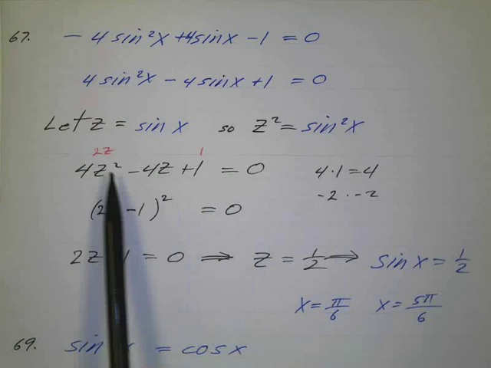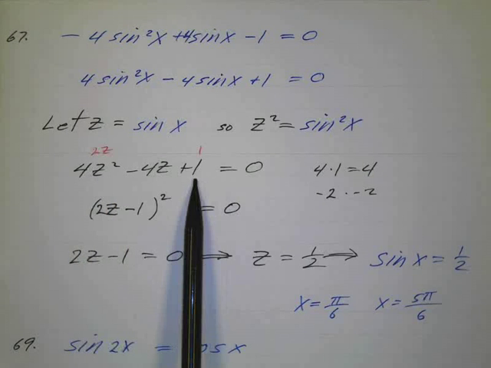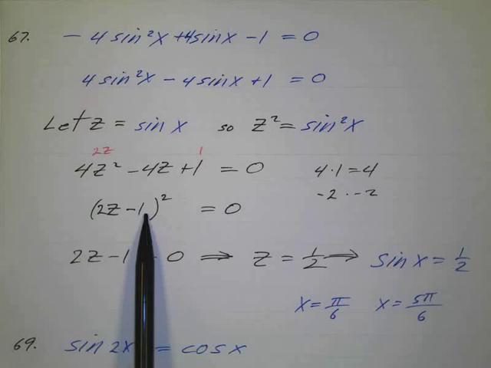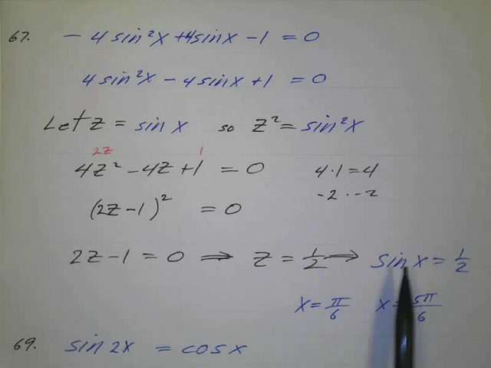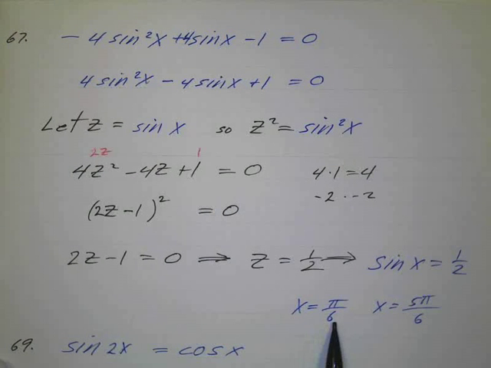I started to think of this as a general trinomial, so I started working, and then I just noticed, well, this is actually a trinomial square. This is a perfect square, that's a perfect square, so this is going to end up being just 2z minus 1 squared. Then I can take the square root of both sides, so I end up with 2z minus 1 equals 0. And if I add 1, divide by 2, z equals 1/2, and that implies that the sine of x equals 1/2. And the sine of x equals 1/2 at pi over 6 and 5 pi over 6. It's positive in the first and the second quadrant.